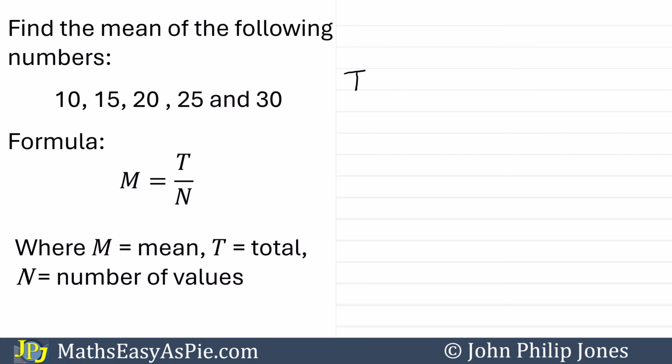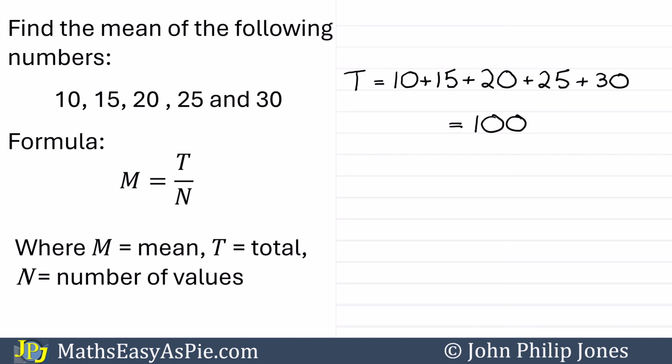Now, the total of the five numbers is the 10 plus the 15 plus the 20, carrying on plus the 25, and finally plus 30. And of course, this equals 100. Now, the number of values we have is 1, 2, 3, 4, 5. So we can write down that n is equal to 5.